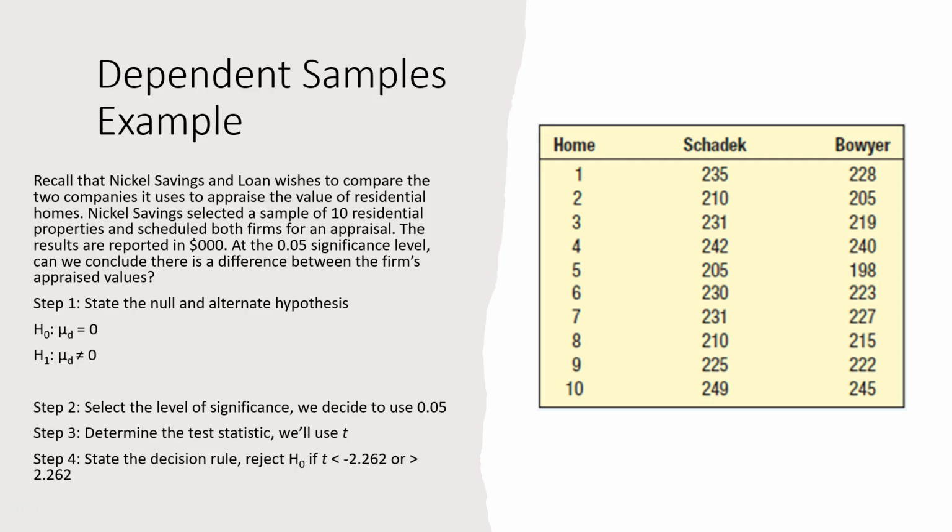So since it's a two-tailed test and we're doing this at the 0.05 significance level, we need to do 0.025. We have 9 degrees of freedom because we have 10 homes. And so the critical values are going to be plus or minus 2.626.